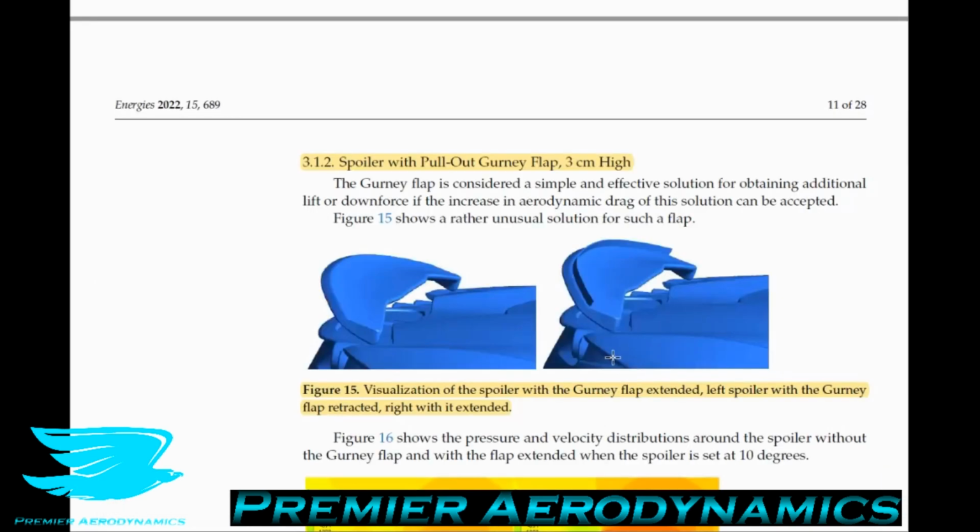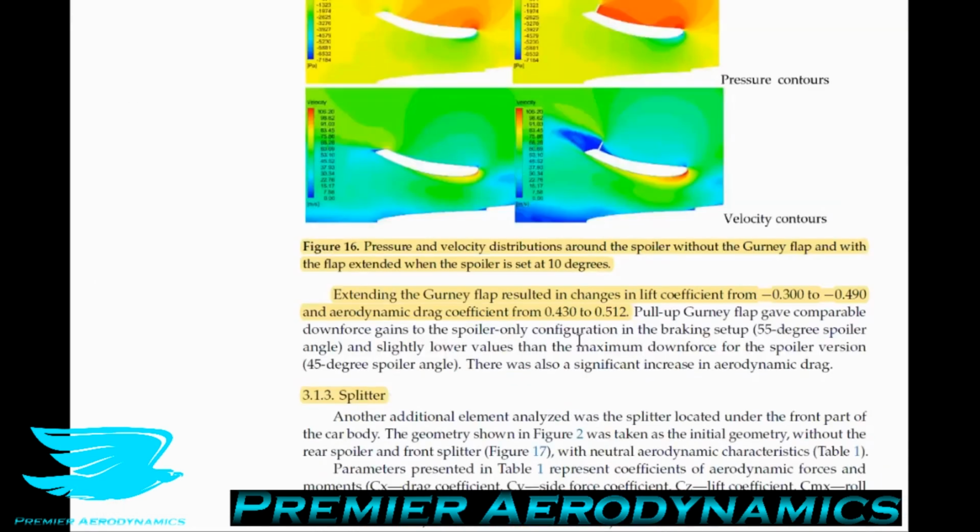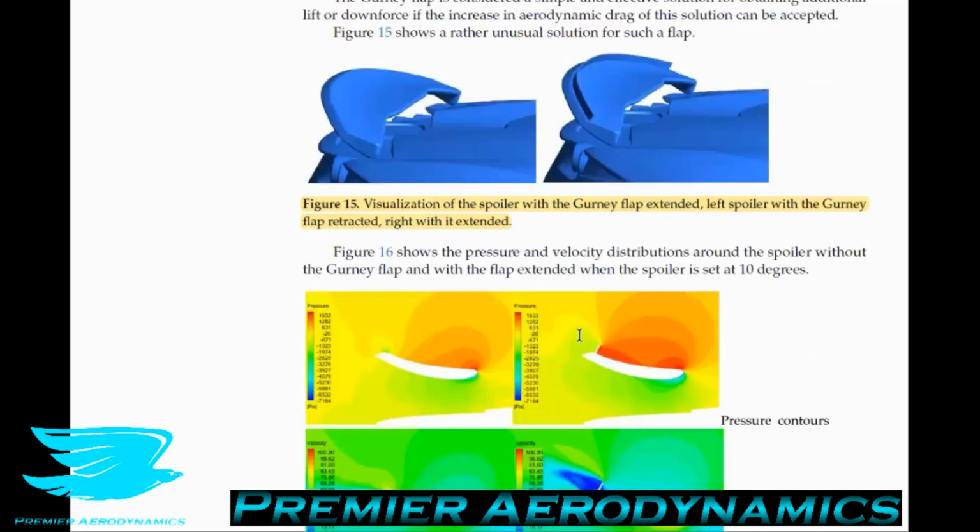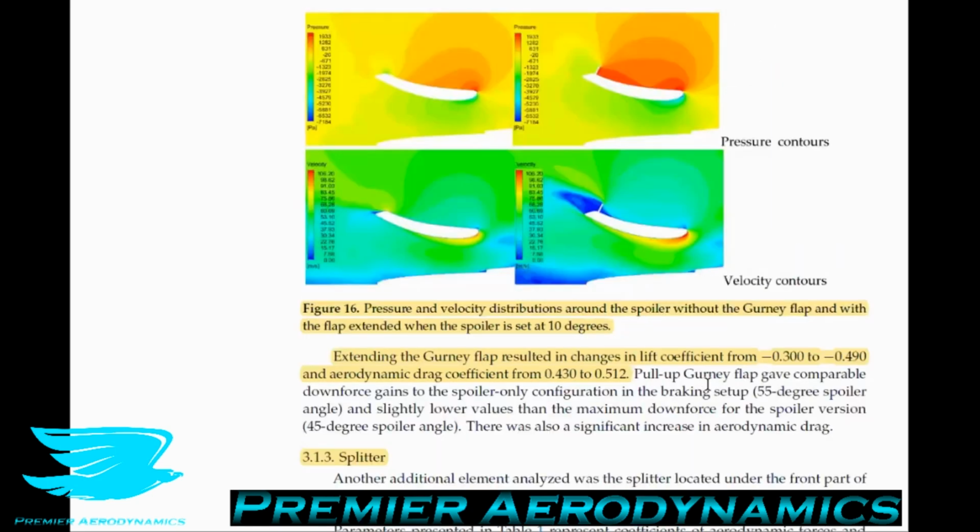And here they say, extending the gurney flap resulted in changes in the lift coefficient from minus 0.3 to minus 0.49. So this tiny little gurney flap of 3 centimeters tall increased the downforce by 60%. What about the drag? Well, the drag increased as we expect, but not that much. It only increased from 0.43 to 0.51. So it's only like a 20% increase. So we get a 60% increase in the downforce with only a 20% drag penalty. That's freaking awesome for how small this gurney flap is.